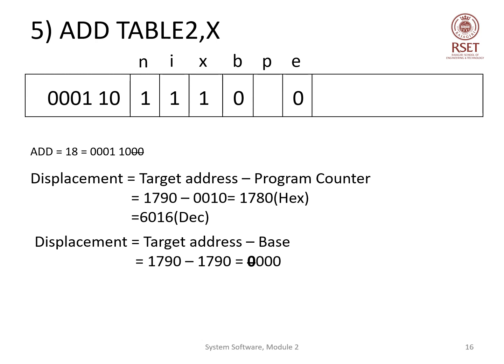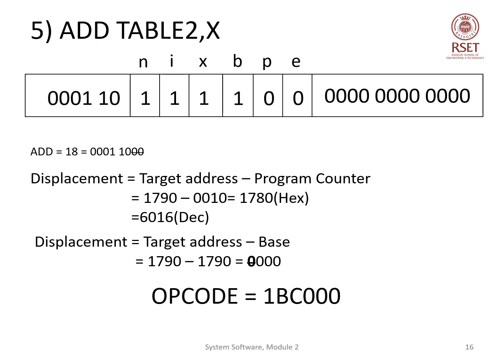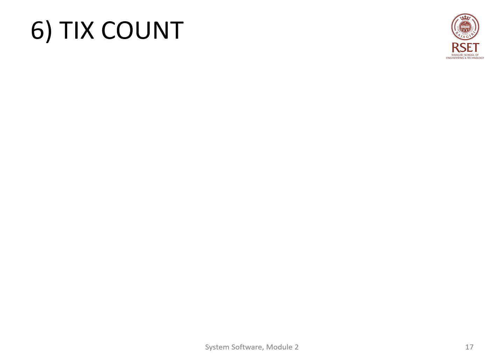So what should happen? P and B have to be interchanged. P to 0 and B to 1, and put the displacement as 0. So the opcode becomes 1BC000.